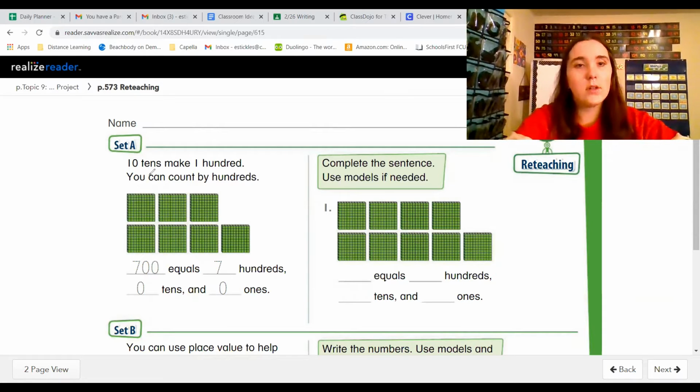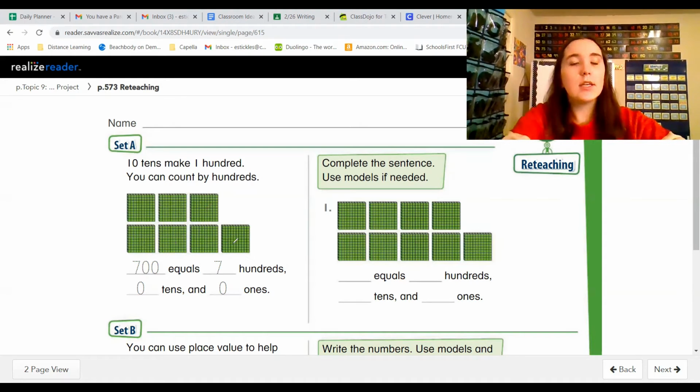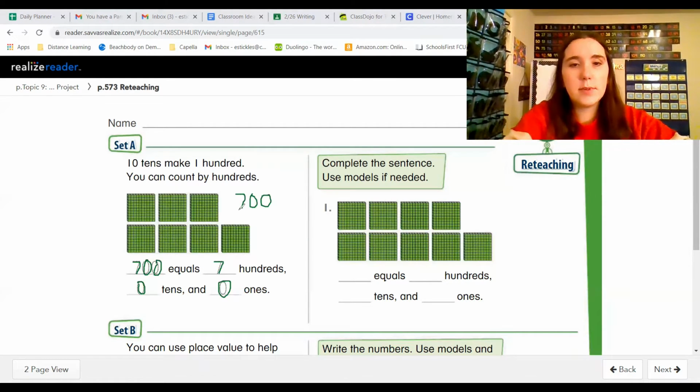So we can go 100, 200, 300, 400, 500, 600, 700. So that means that 700 equals 7 hundreds. So if you count these, there's 1, 2, 3, 4, 5, 6, 7 hundreds blocks. And there are 0 tens blocks and 0 ones blocks. So 700 equals 7 hundreds, 0 tens, and 0 ones. That's why we write out the number 700 like this, with a 7 in the hundreds place, a 0 in the tens place, and a 0 in the ones place.